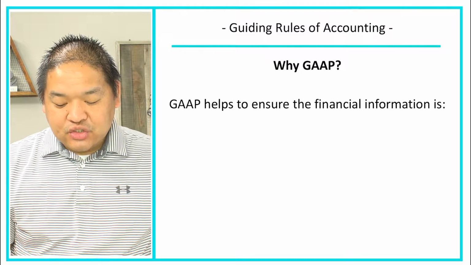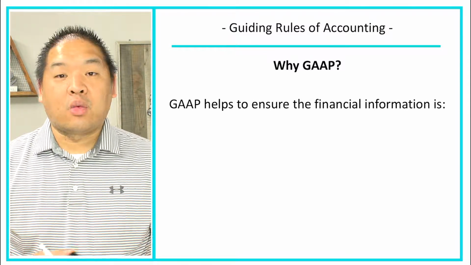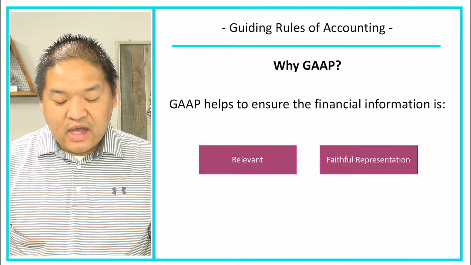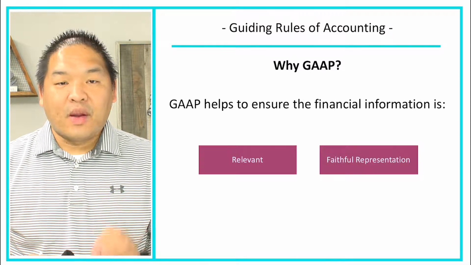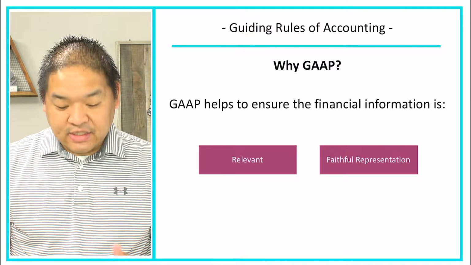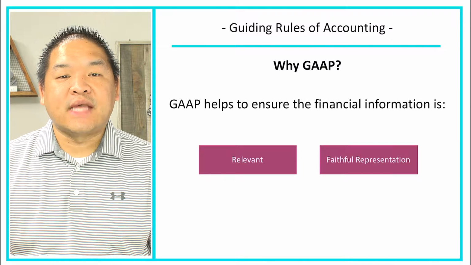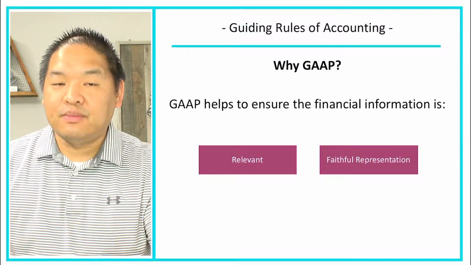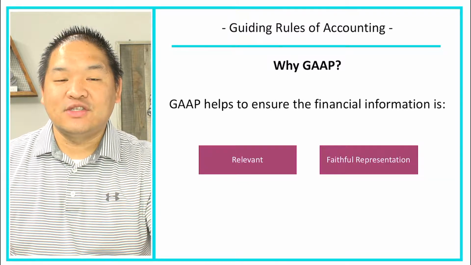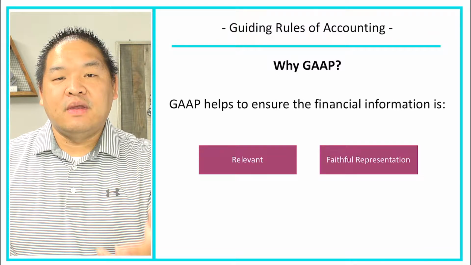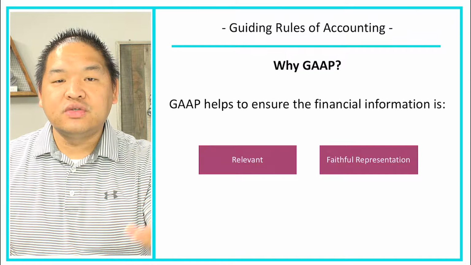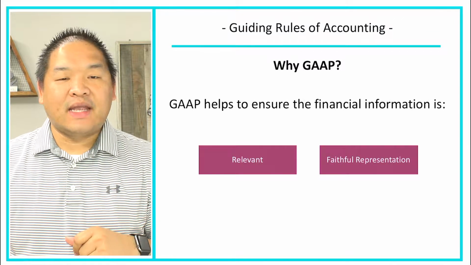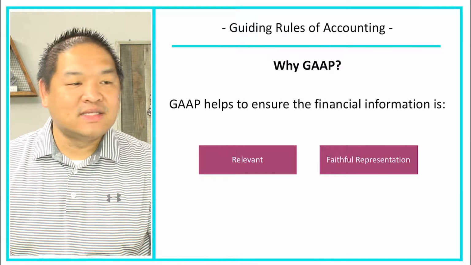Now, GAAP helps us to ensure financial statements at the end of the day are relevant, as well as a faithful representation of what the company has done. So what do we mean by relevant? Relevant means that the information being provided is useful to the decision maker to actually make a decision. So we're giving them information that they can use. We're not going to give them random information that doesn't even matter.